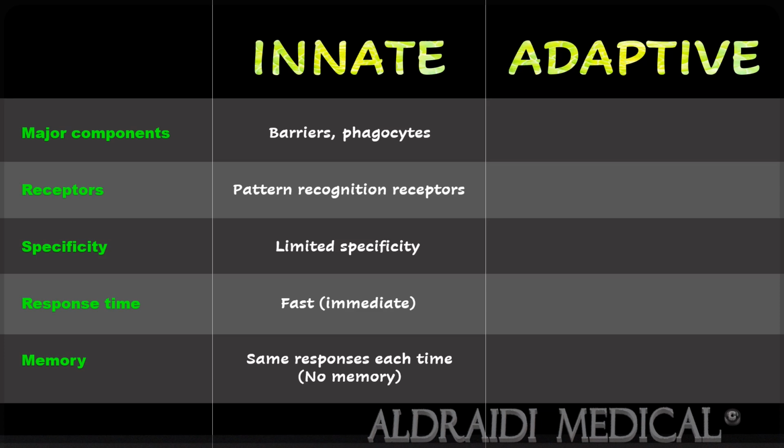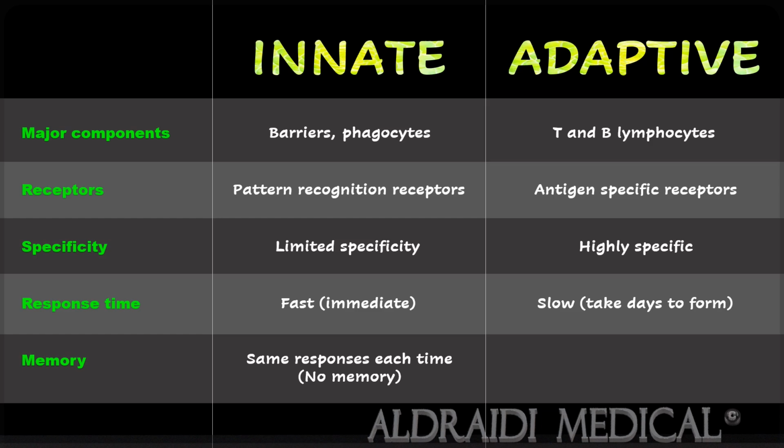Adaptive immunity, on the other hand, consists of T and B cells and their highly diverse antigen-specific receptors that are not inherited but rather generated randomly by gene rearrangement. Adaptive immunity is slow and takes days to form because it relies on expansion of an army of effector T cells and antibody-producing B cells.